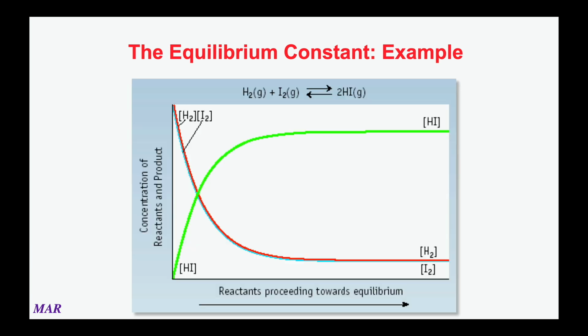Oh, joy. This graph is the concentration of reactants and or products on the y-axis. And on the x-axis, we're seeing the progression of this reaction, like reactants turn into products, stuff like that.